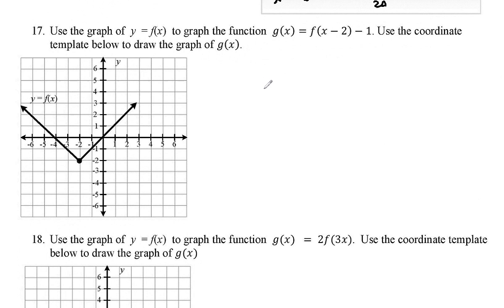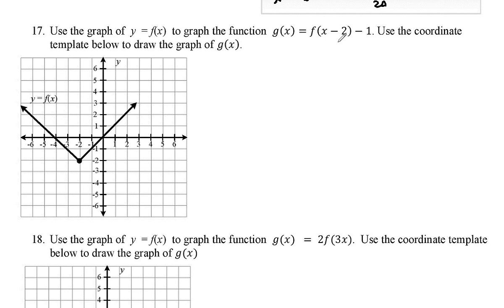Okay, number 17, we're looking at translations of graphs here. So this is the graph of y equals f of x here, this V-shaped graph. And we want to do the graph of g of x is f of x minus 2 minus 1. And we're using a coordinate axes here to draw.